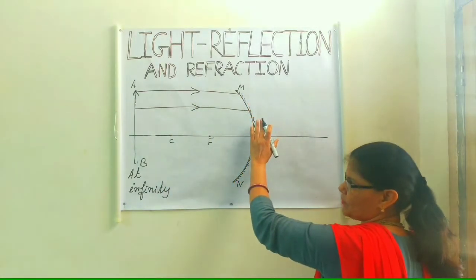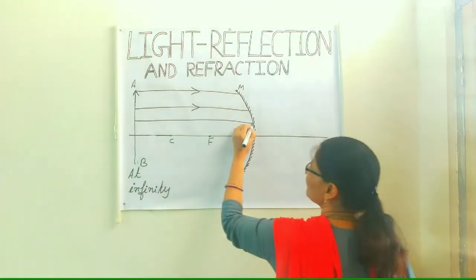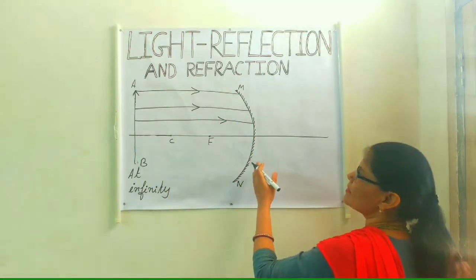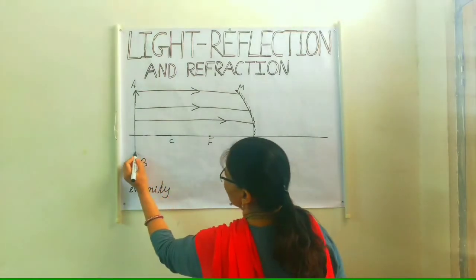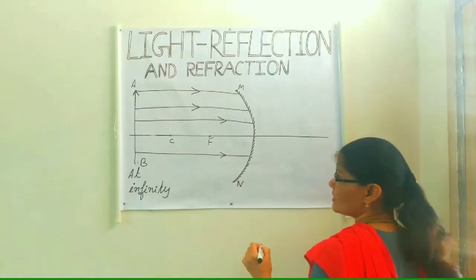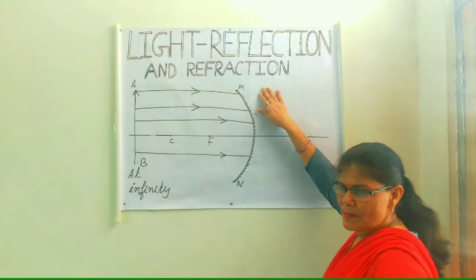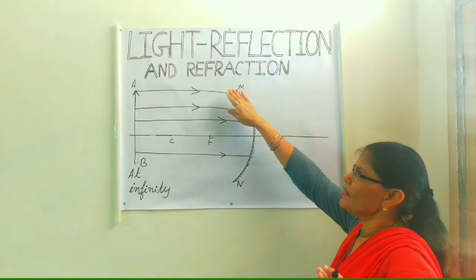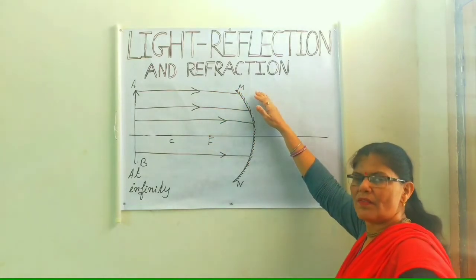So these are incident rays. These parallel rays are coming from infinity and striking the concave mirror like this. All these are incident rays. When they strike the concave mirror, they will be reflected back according to our first rule: if the ray comes parallel to the principal axis, then the reflected ray will pass through the focus.